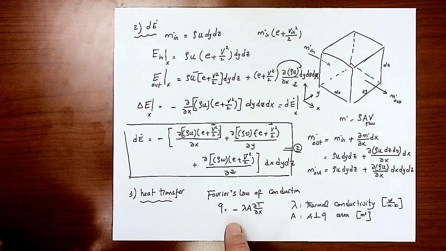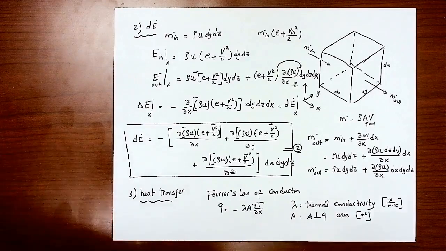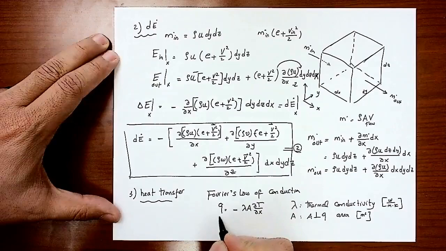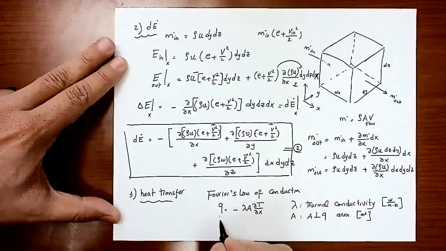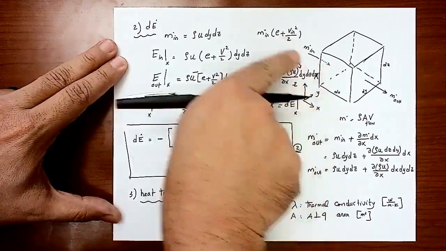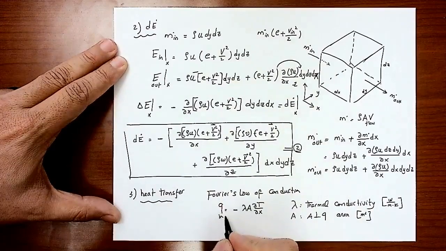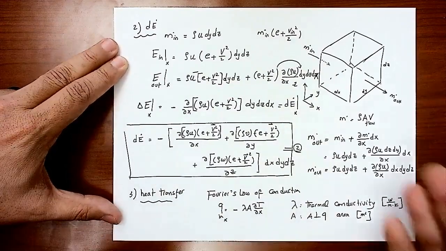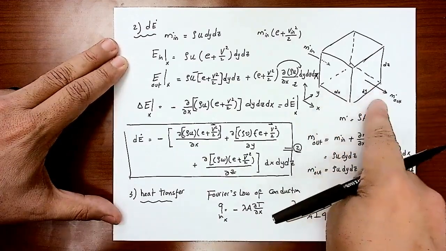And that's why we have the negative sign: as heat goes in one direction, the temperature is going down, because this is a driving force. So this is the equation that gives me the Q going into that face in the X direction. If I want to get the outlet heat, it's very similar to what we did with the mass flow rate.